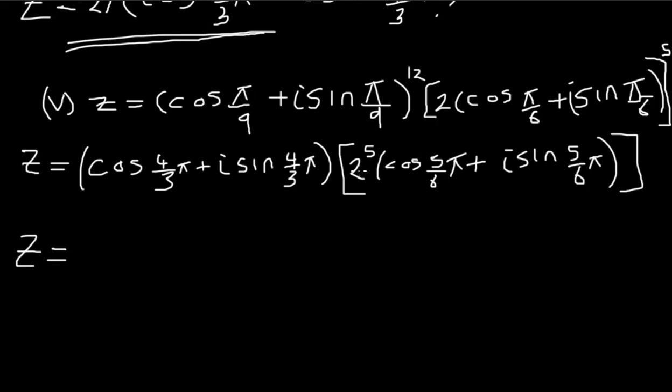So 2 to the power 5 is 32. So you get 32 times this one here, the magnitude of this complex number is 1. So 1 times 32, you get 32 like that. And then open brackets, then cos, and then you add the arguments there.